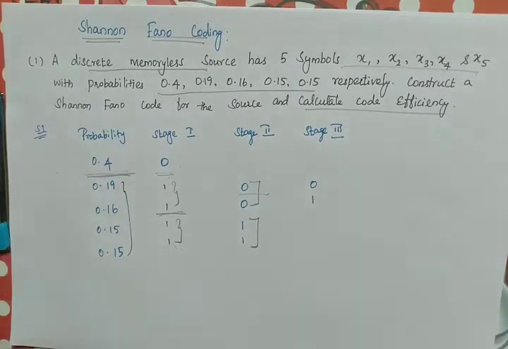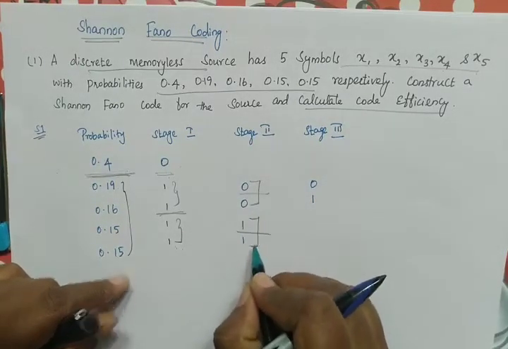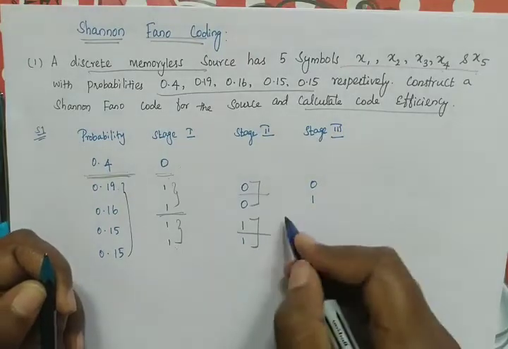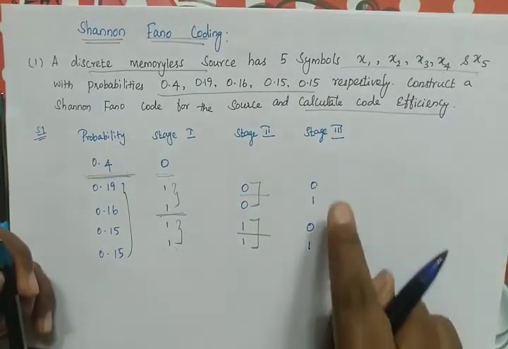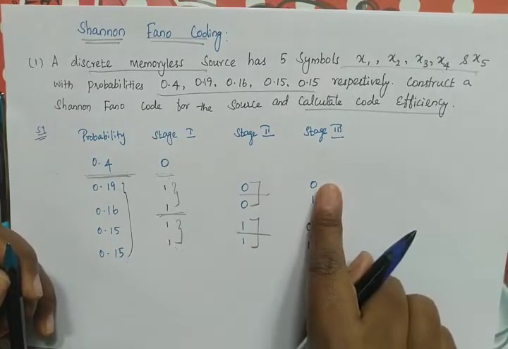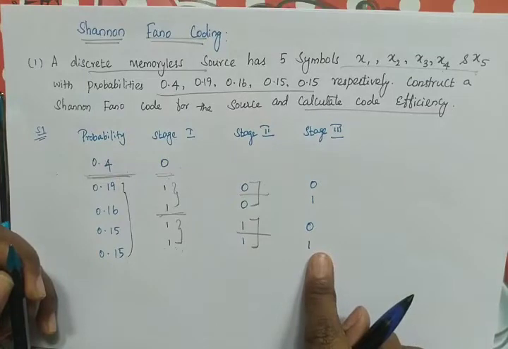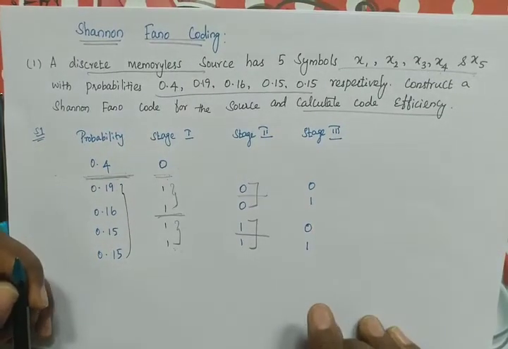Similarly, here we have 2 ones. This is called the ones group. Now split this into 2. If you split this into 2, the upper part will become 0, the lower part will become 1. That's it. We cannot split this again because no 2 zeros or no 2 ones are present here. Here we have only a single 0, single 1, single 0, single 1.